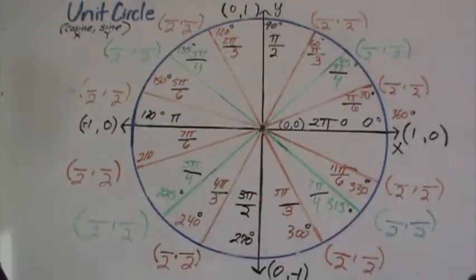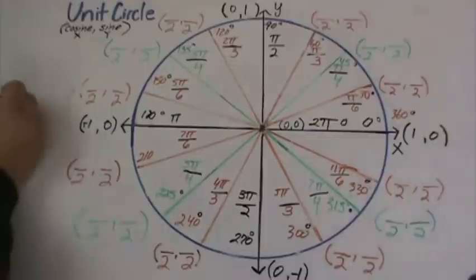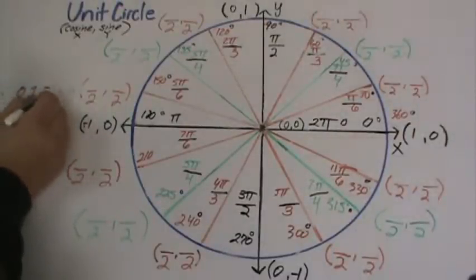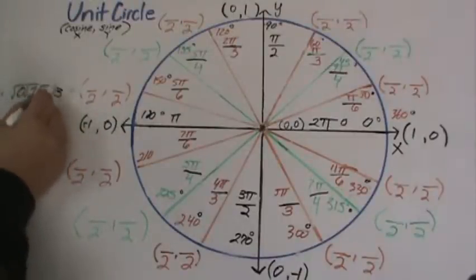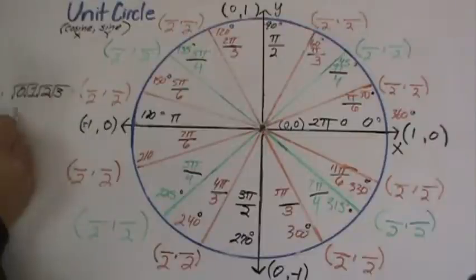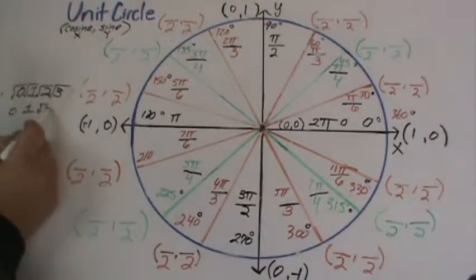Okay, the next trick is I want you to picture this. Every time you see a 0, think 0, 1, 2, 3, and you take the square root of all of these numbers. So square root of 0 is going to be 0. Square root of 1 will be 1. Square root of 2 will stay the same. And square root of 3 will also stay the same.